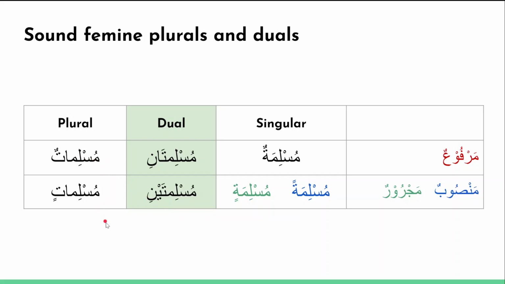Now pause the video and try it with a different noun. Take the word mu'minatun, for example, a believing woman. And try it also with mu'minun, a believing man, and see if you can generate the duals and plurals by adding the appropriate suffixes.